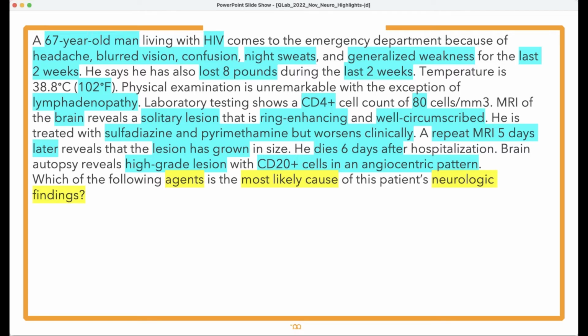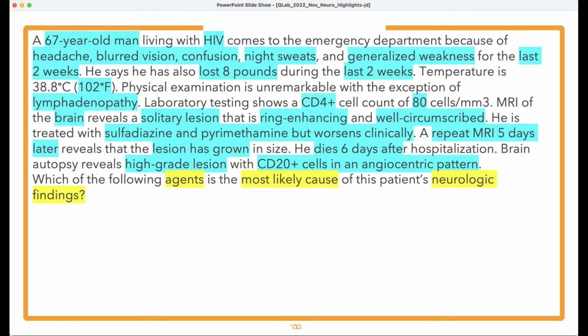He's got a fever. He's got lymphadenopathy. They tell us about this imaging finding. And then they tell us that he was treated with a couple things. We want to make note of what he was treated with, but that he worsened. And then we see some repeat imaging, and we kind of need to interpret a lot of that. So a lot of clues there.